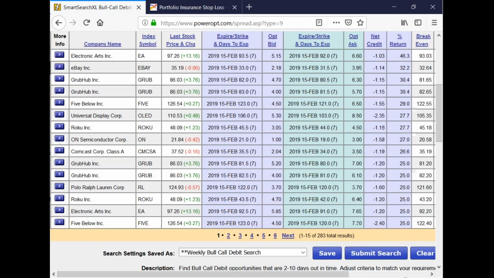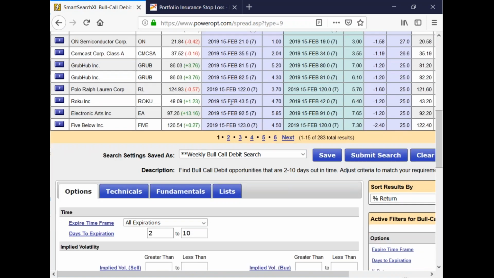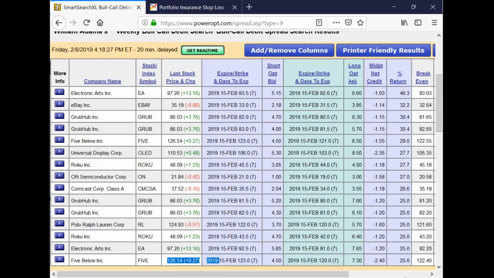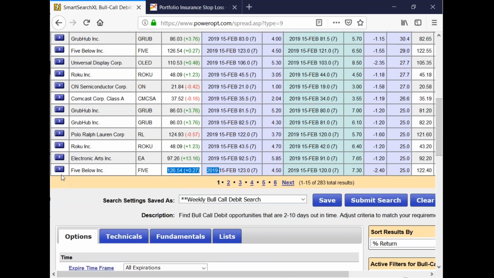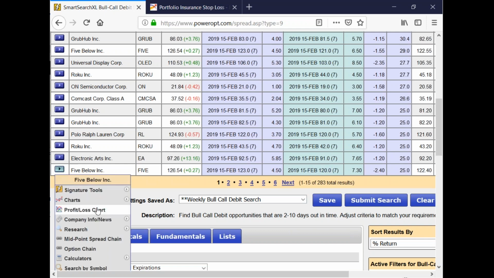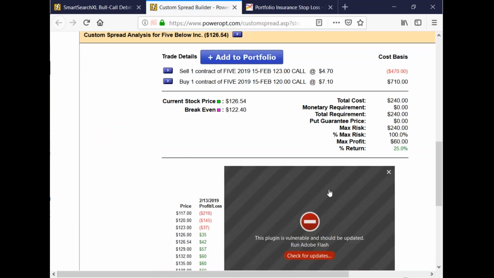Now there's two ways to go about this. This is a weekly bull call debit spread search 7 days out in time, where we're going slightly in the money with both options for a higher debit on the position, which also entails a higher probability that we'll get the maximum profit. So I'm just going to take 5 here at the bottom. Not a recommendation or suggestion. The stock's at 126.54. And I can sell a 123 call for around 450 and buy a 120 for around 730-ish. Let's go to the profit and loss chart for this position. Oh, sorry, there we go.